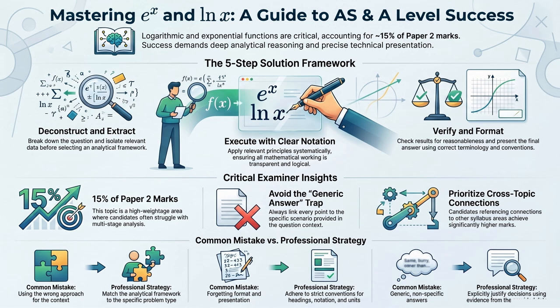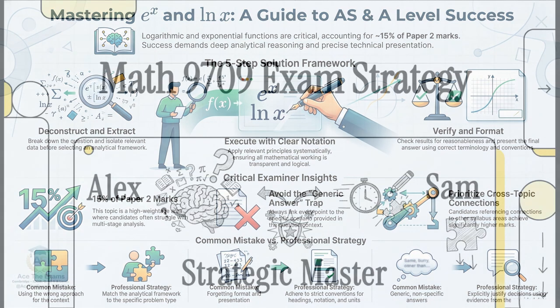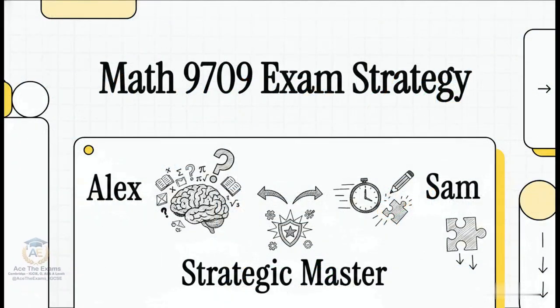Let's jump right into this explainer. Today, we're taking on the absolute ultimate challenge in the Cambridge AS and A-level mathematics syllabus, specifically Code 9709.